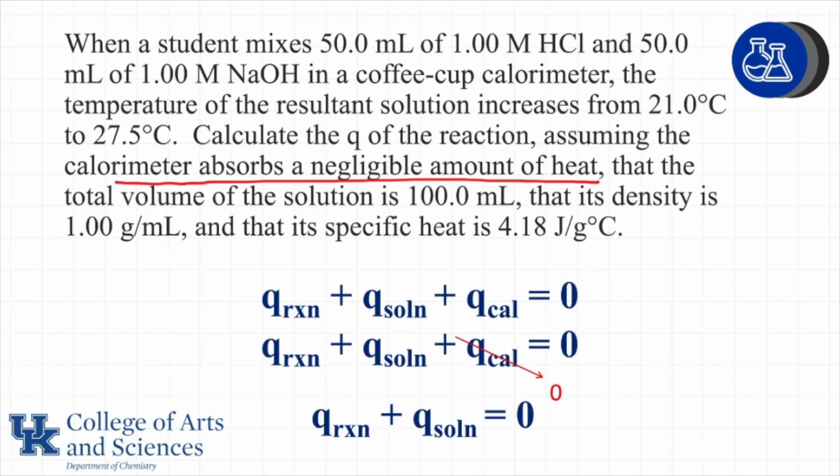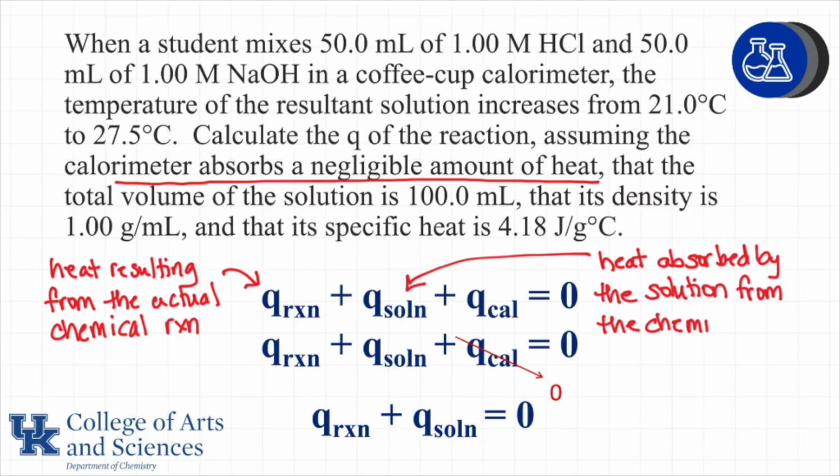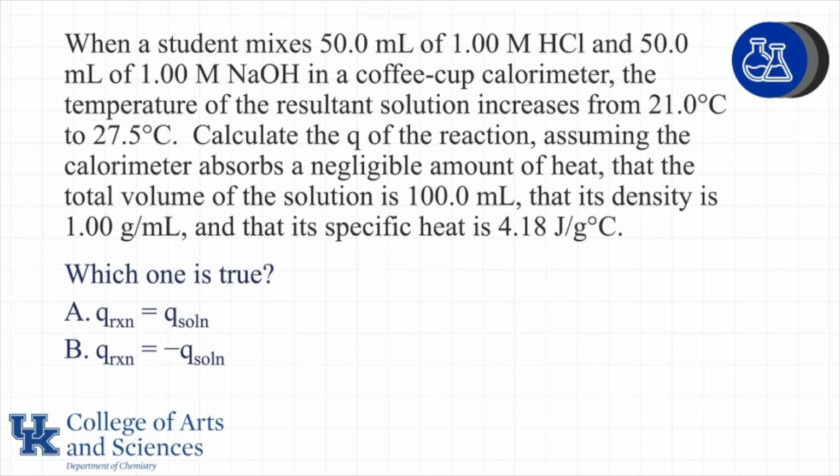Another thing we need to pay attention to is that it says the calorimeter absorbs a negligible amount of heat. And what that lets us do is simplify the Q-cal term to 0. The first thing we look at is Q of reaction, which is the heat resulting from the actual chemical reaction that occurs between the HCl and the NaOH. Next, we have the Q of solution. This is the heat absorbed by the solution that was produced by the chemical reaction. And we've already established that the Q of calorimeter is going to be 0 because it's negligible amount of heat absorbed by the calorimeter. Which one of these is true?